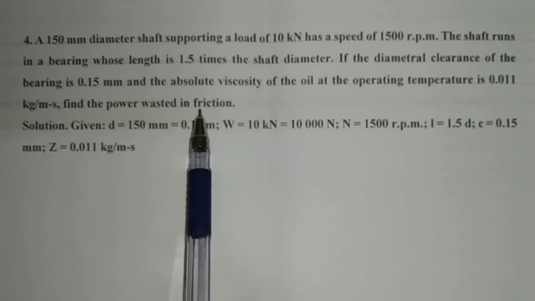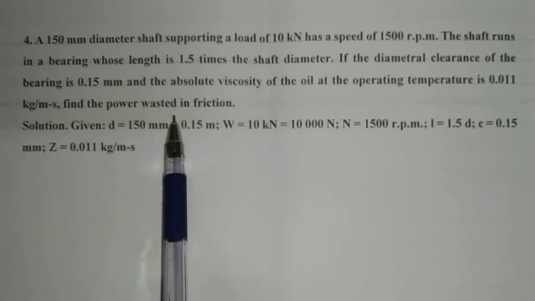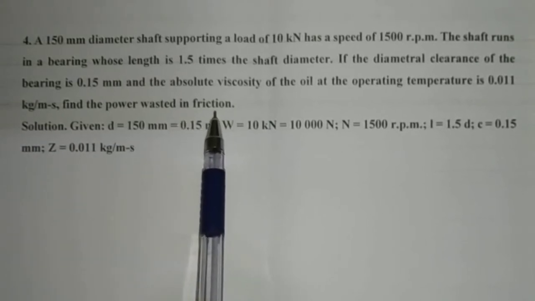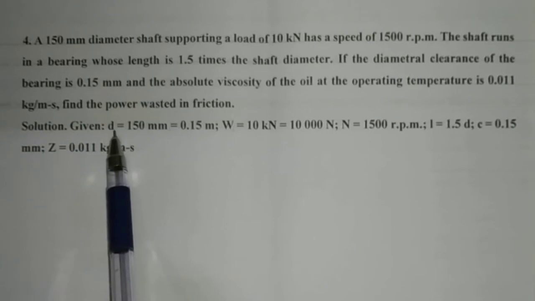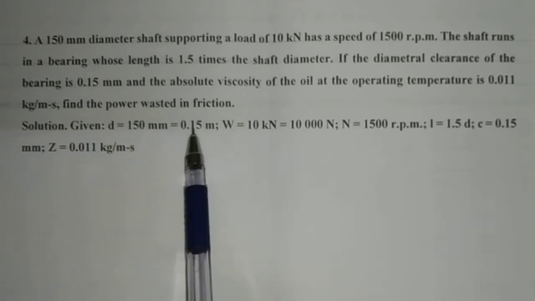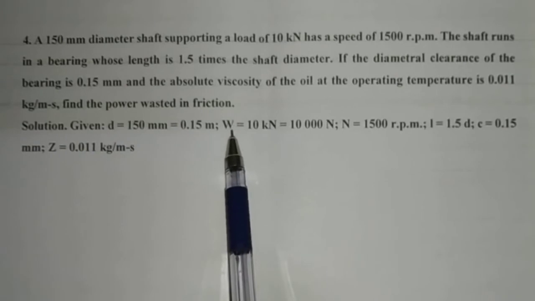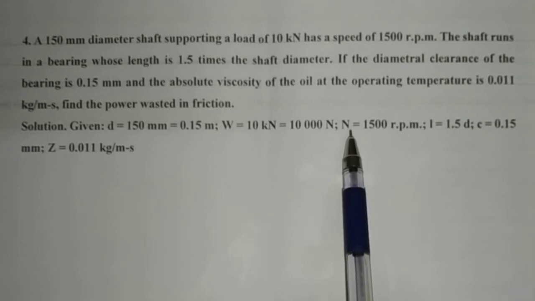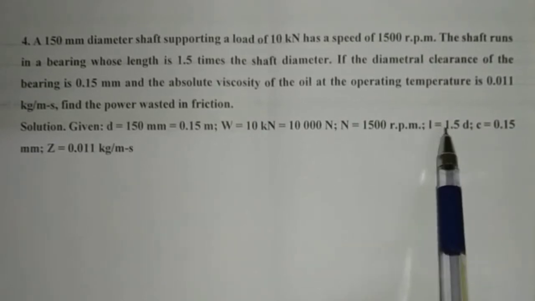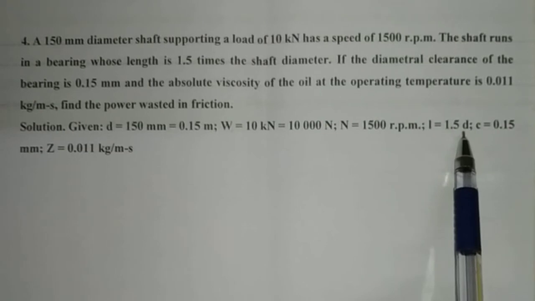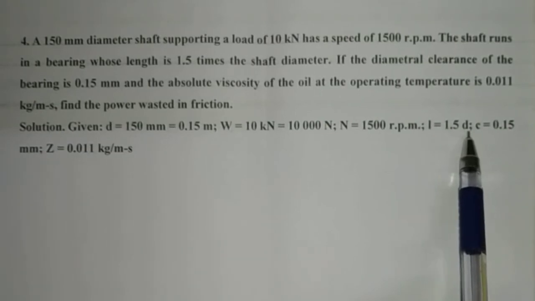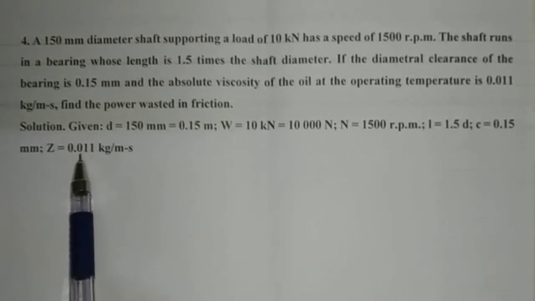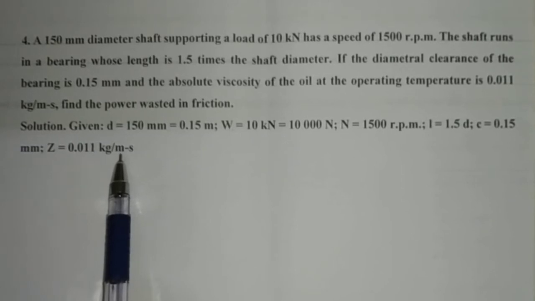Okay, so in this example we have to find the power wasted in friction, or we can say power lost due to the friction. So for that, the given data: D is equal to 150 mm is equal to 0.15 meter. W, load, is equal to 10 kilonewton, so 10,000 newton. Speed N is equal to 1500 rpm. L is equal to 1.5 D. C, clearance, is equal to 0.15 mm and Z, viscosity, is equal to 0.011 kg per meter second.